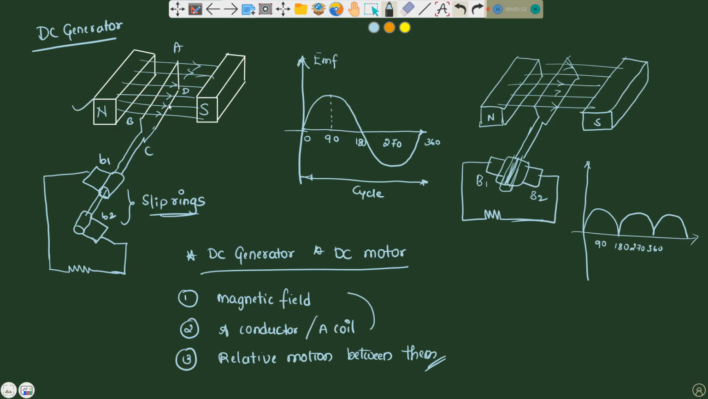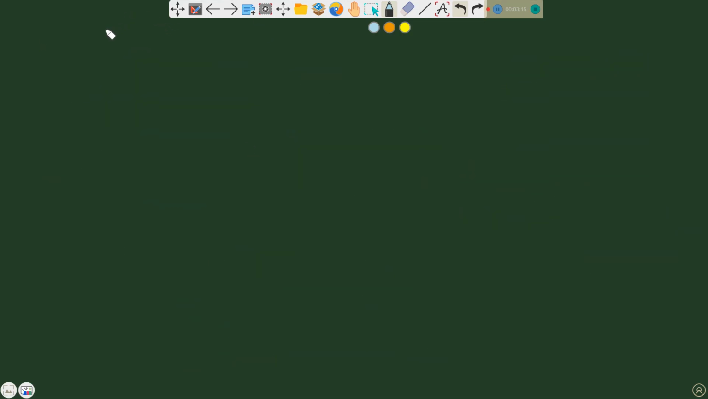We know that north and south poles are called magnetic fields, whereas this is called a conductor or a coil. Understood? So relative motion between them. Firstly, the generator works on a basic principle. Let me explain the working principle first. Generators work on the principle of Faraday's law of electromagnetic induction, correct?